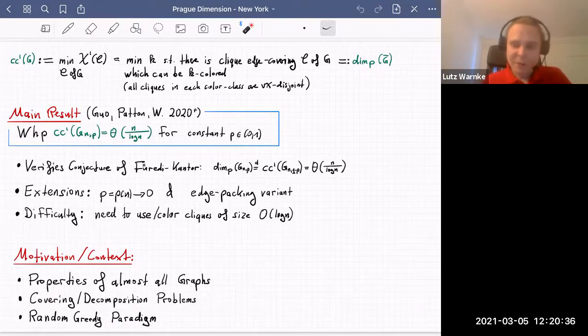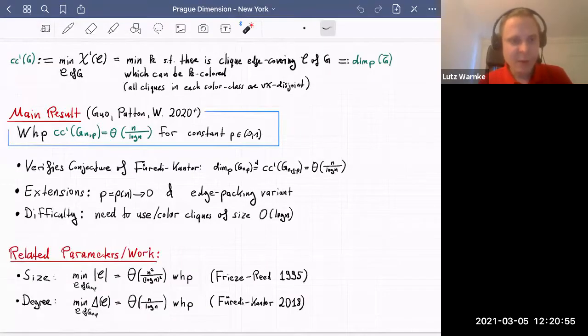Using actually two different paradigms for designing randomized algorithms, and I'll say a little bit more about that. So these are, I would say, the three motivating factors here for why one would want to study such a problem.